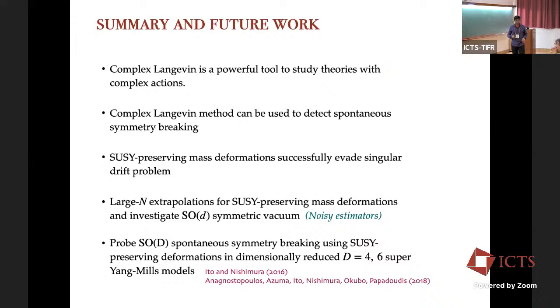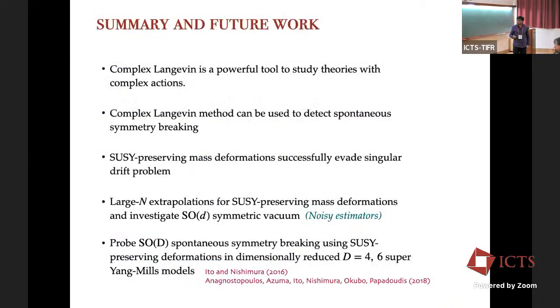So to summarize, complex Langevin is indeed a powerful tool to study complex actions. And what's more important is that it can detect spontaneous symmetry breaking in theories. We applied supersymmetric mass deformations to the IKKT matrix model, and we confirmed that these deformations successfully evade the singular drift problem. But large n extrapolations for these deformations are required to investigate the exact nature of the symmetric vacuum. In that context, we are using noisy estimators to compute an approximate trace, to approximate the contributions from the fermion gradient.